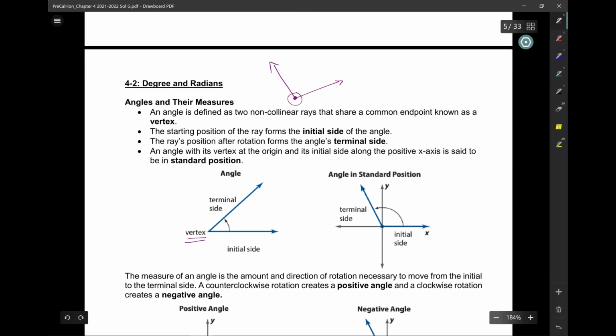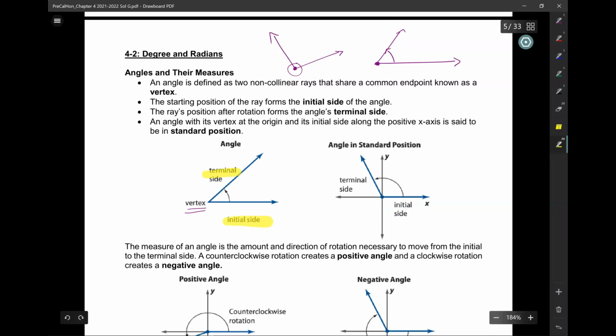Now, the starting position, we call it the initial side. So imagine if this is your initial ray, and then imagine you clone that ray so that the second one is lying right on top of it. And then you start rotating it, and you stop somewhere. Well, the position where you started, that will be the initial side. And then that second ray that you rotated, that would be the terminal side, where it ends. As you can see here, initial side, terminal side.